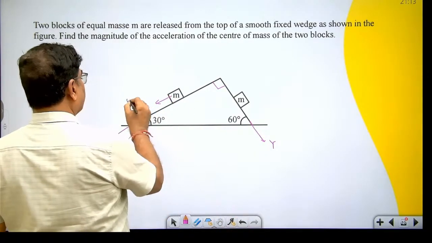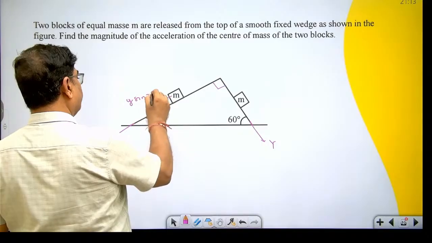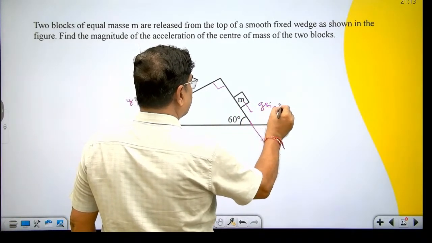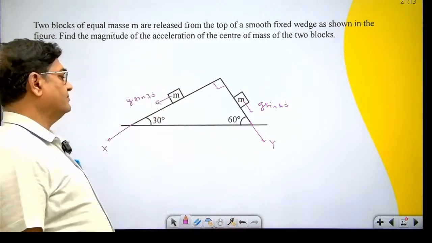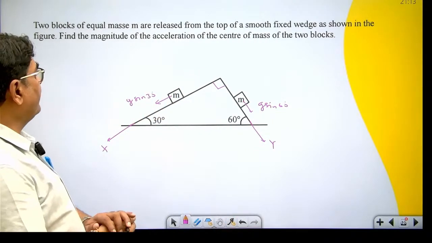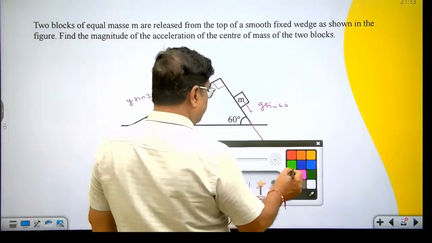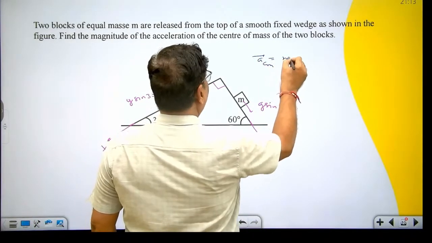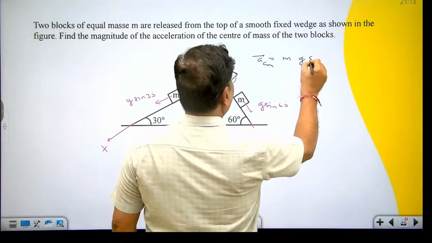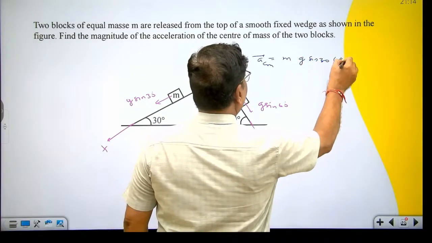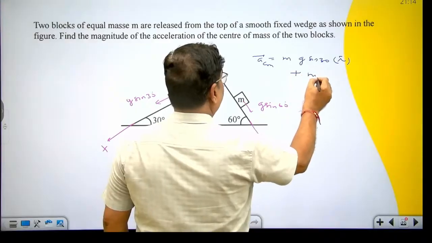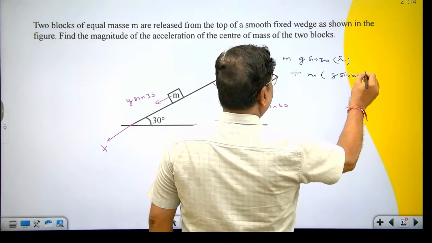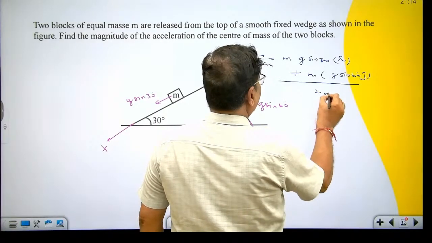This component of acceleration is how much? g sin 30. And the component of acceleration in this direction is g sin 60, okay? So dear student, now we can write the acceleration of center of mass as m g sin 30 i cap plus m g sin 60 j cap divided by m1 plus m2.